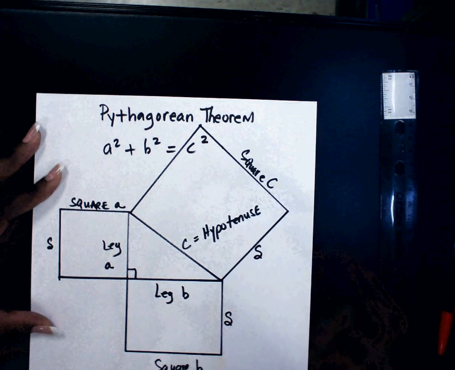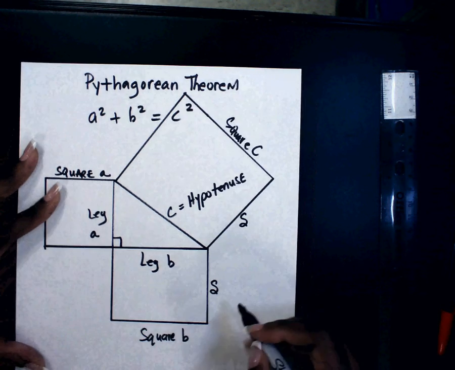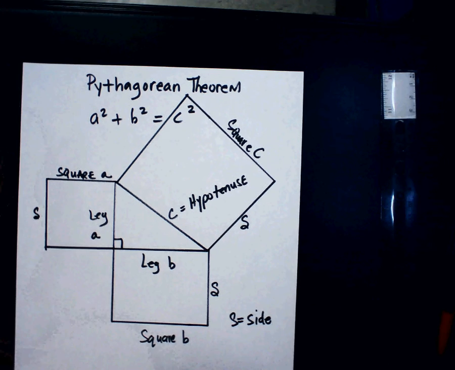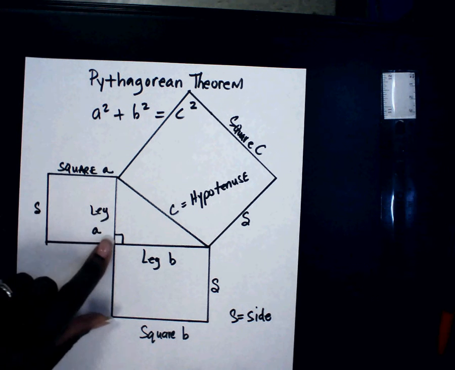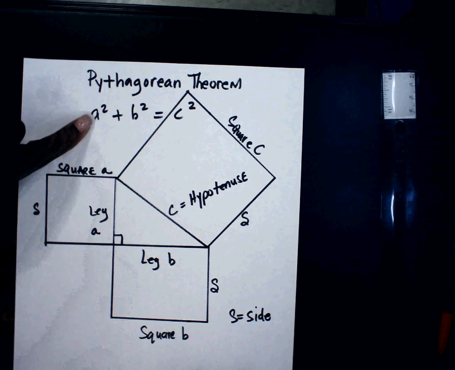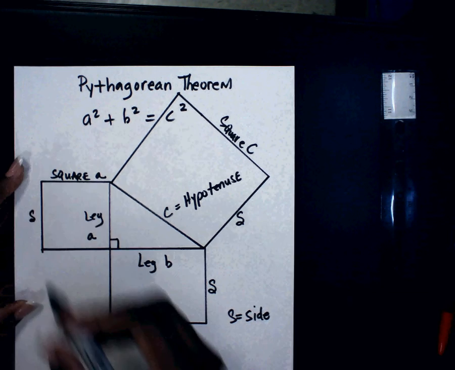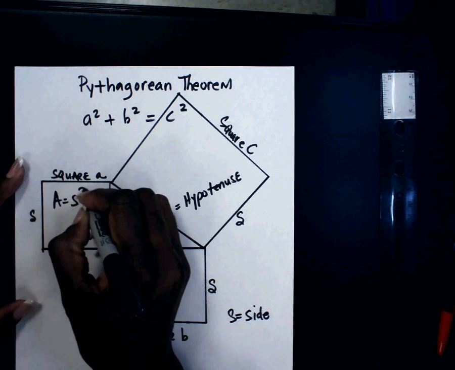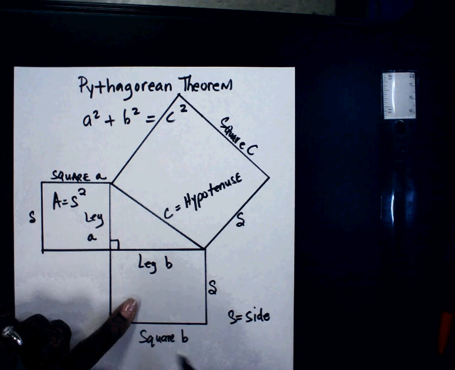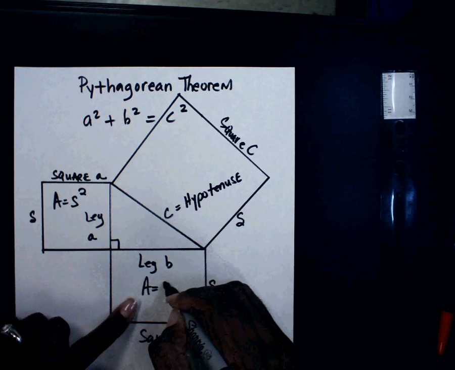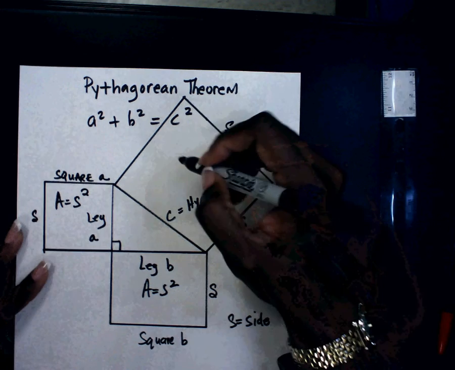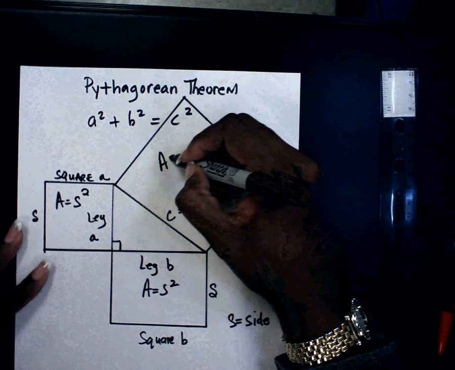So my S, just as a note, S is equal to a side. Okay? So when we look at the leg, that is just the length of the leg. But when I look at the square as a whole, meaning my A square, then I need to know that area is equal to S squared. Okay? And that's the same thing with square B. So the area of square B is A equals S squared. And then for my square C, the area is equal to S squared.